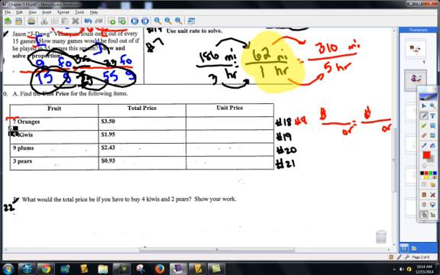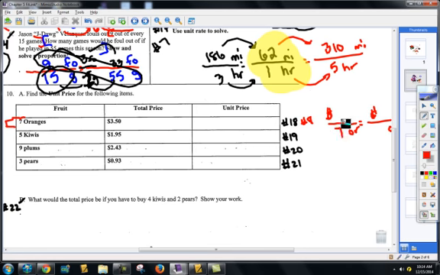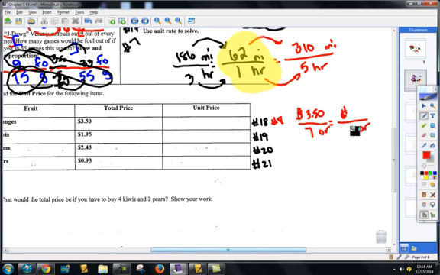My fake ratios right here in the table, it says that 7 oranges cost $3.50. I need to figure out the unit price, which means how much 1 orange costs. So I'm going to divide by 7. Divide by 7. It's going to be 50 cents per orange. If you left it as 0.5, count it wrong. I will not accept 0.5. That is incorrect, absolutely. It is 50 cents.